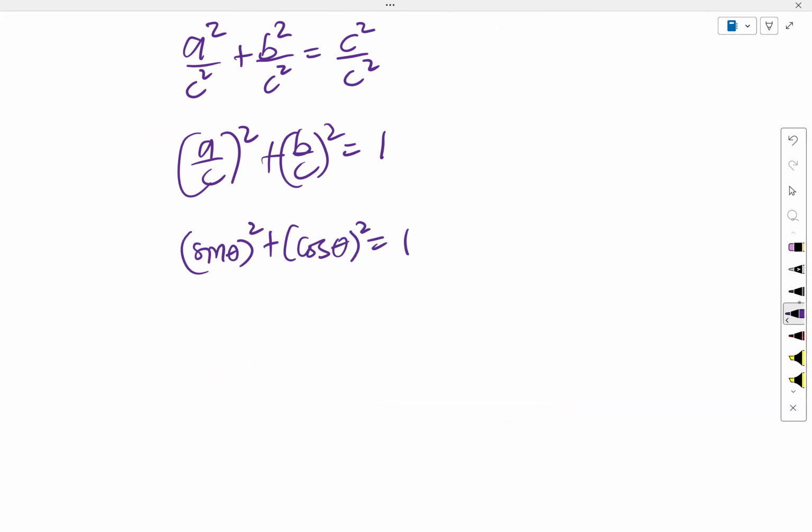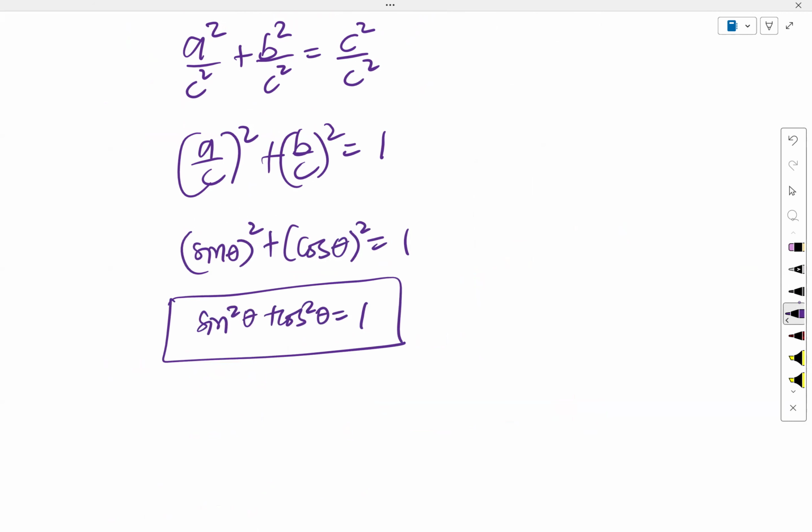So from that, what do we see? We simply see that sine squared theta plus cos squared theta is equal to 1. So this is going to be a very powerful tool for us in our trigonometric journey.